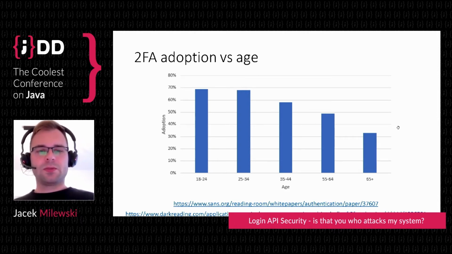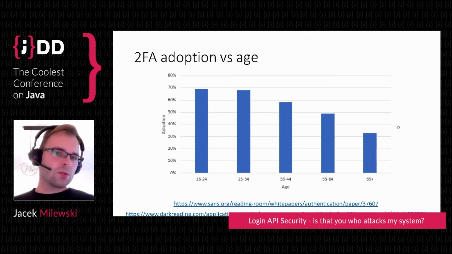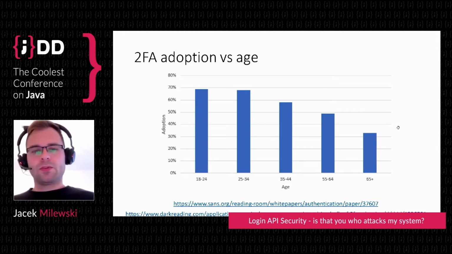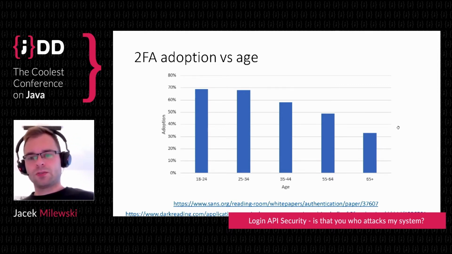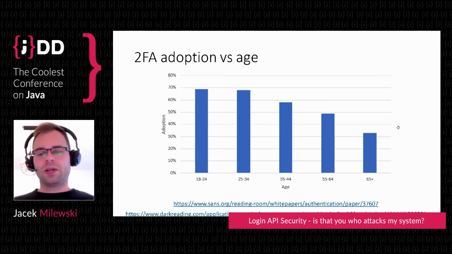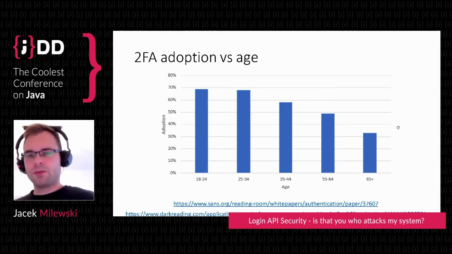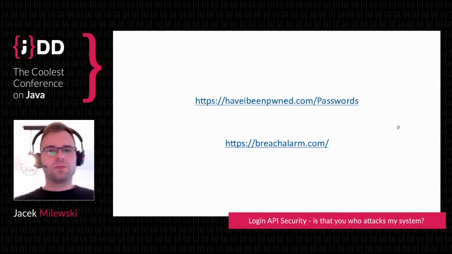I mean, 70% of young people know what 2FA is and how to use it, have used it maybe at least once, and even over 30% of seniors, 65 plus, are aware of what 2FA is. So adoption is pretty good.